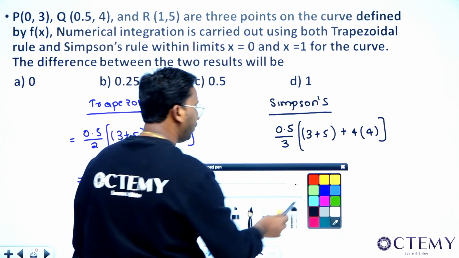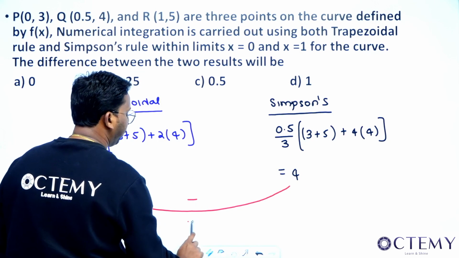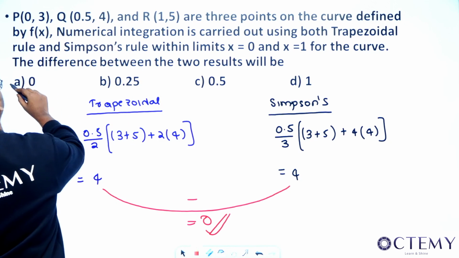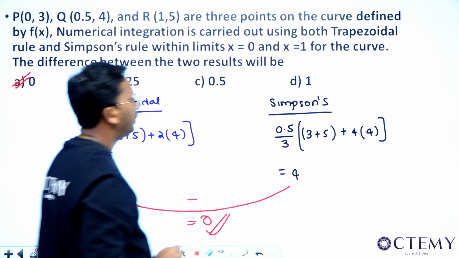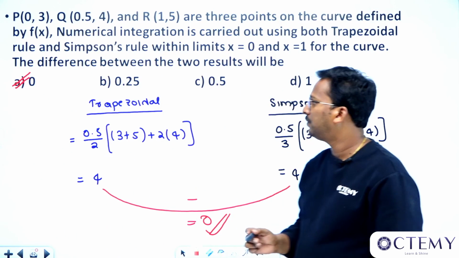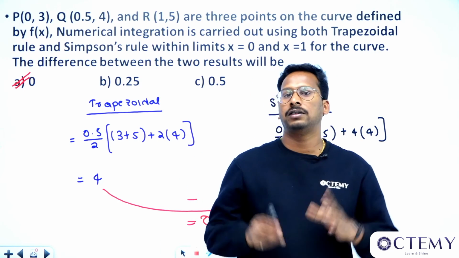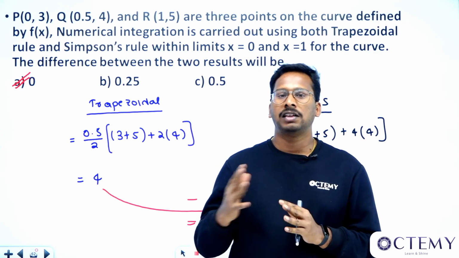Now, he is asking you the difference. If you subtract them, you are going to get 0. So what is the correct answer for this? The difference is 0, that is the correct answer, right? These are some of the previous year questions which are interesting on numerical integration. I hope you understood this lecture and the important points from each question, whatever I told you, keep them in mind. They will be very helpful.